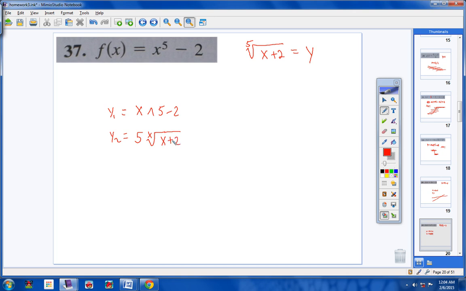And put parentheses around that. I should have told you that. Put parentheses x plus 2 and close your parentheses. You want the computer to know that entire thing is under the radical. Then hit graph, and you're going to see two graphs that are truly inverses of each other. Alright? And there they are.